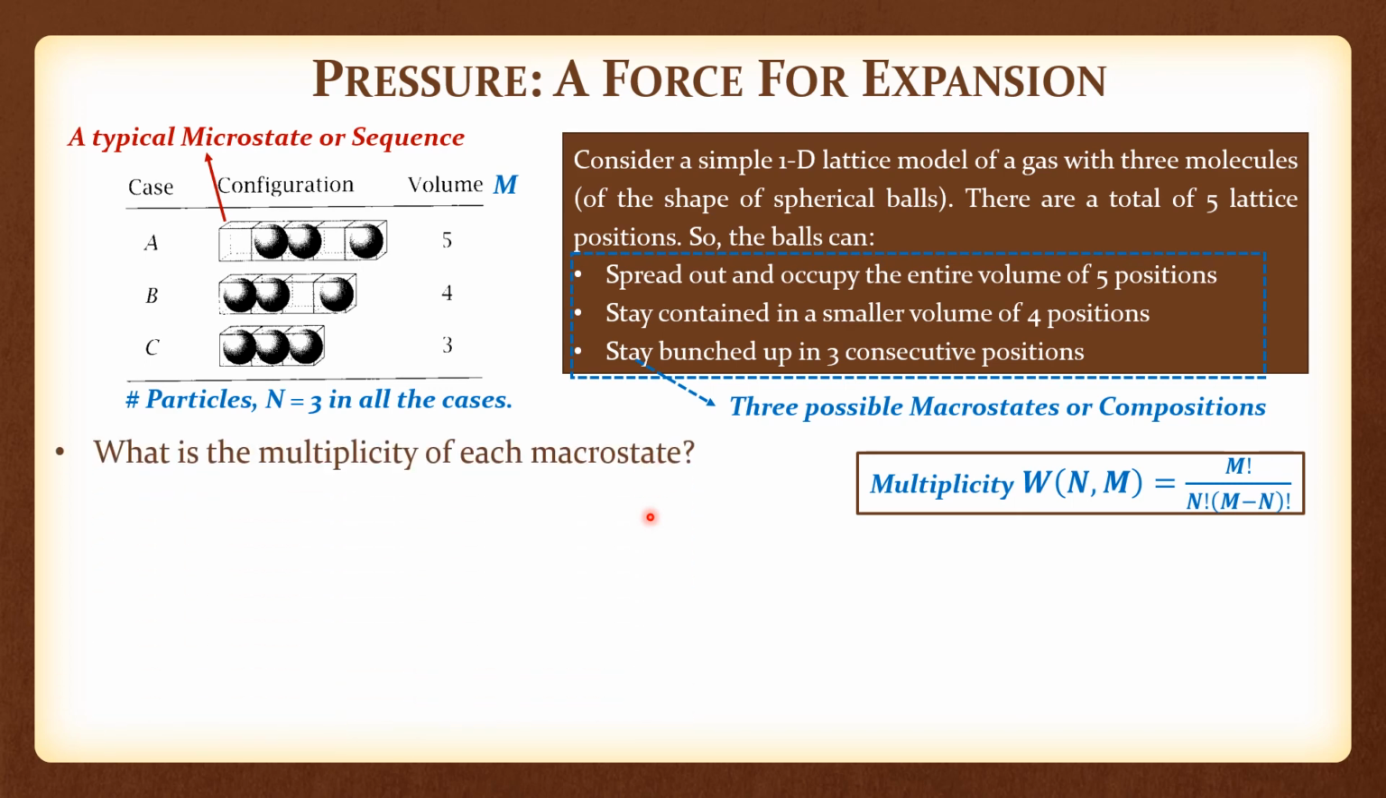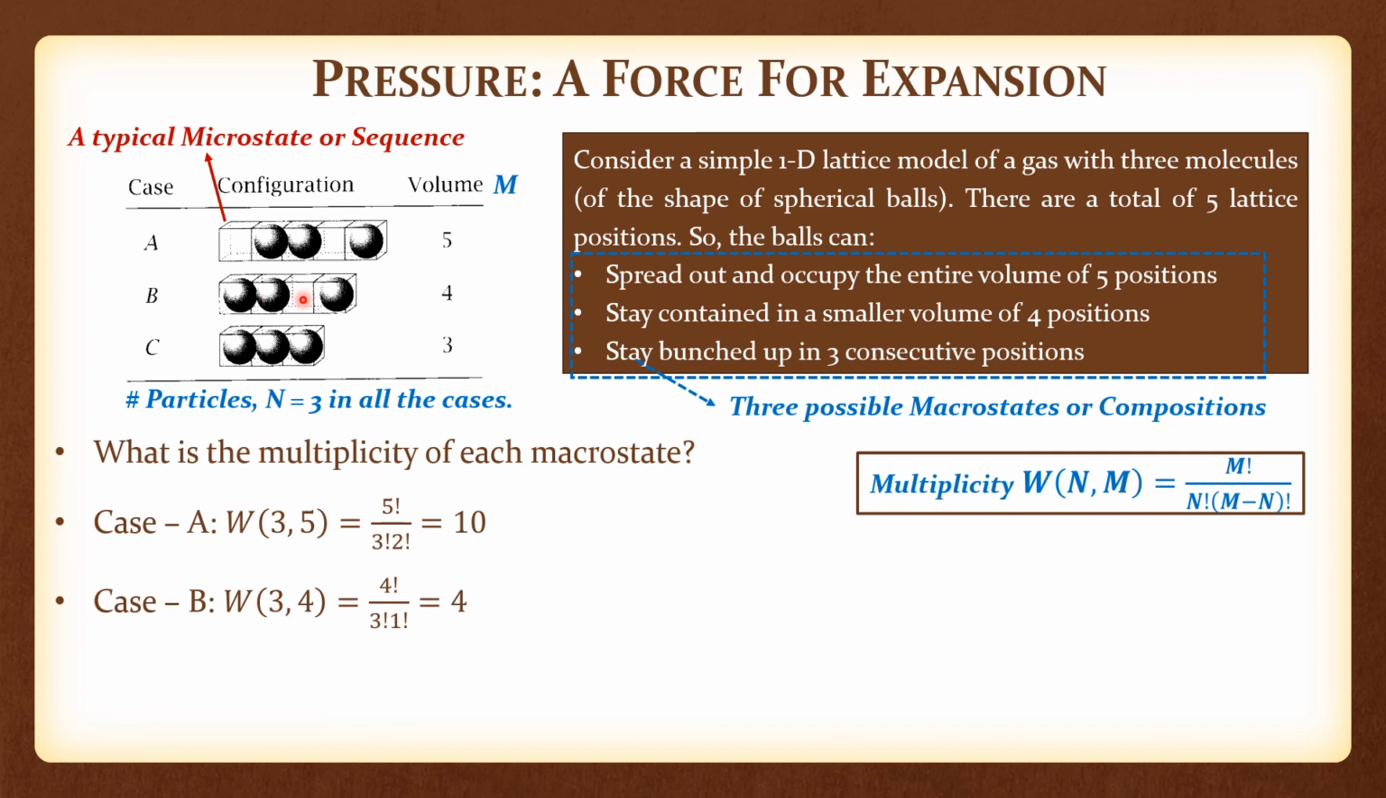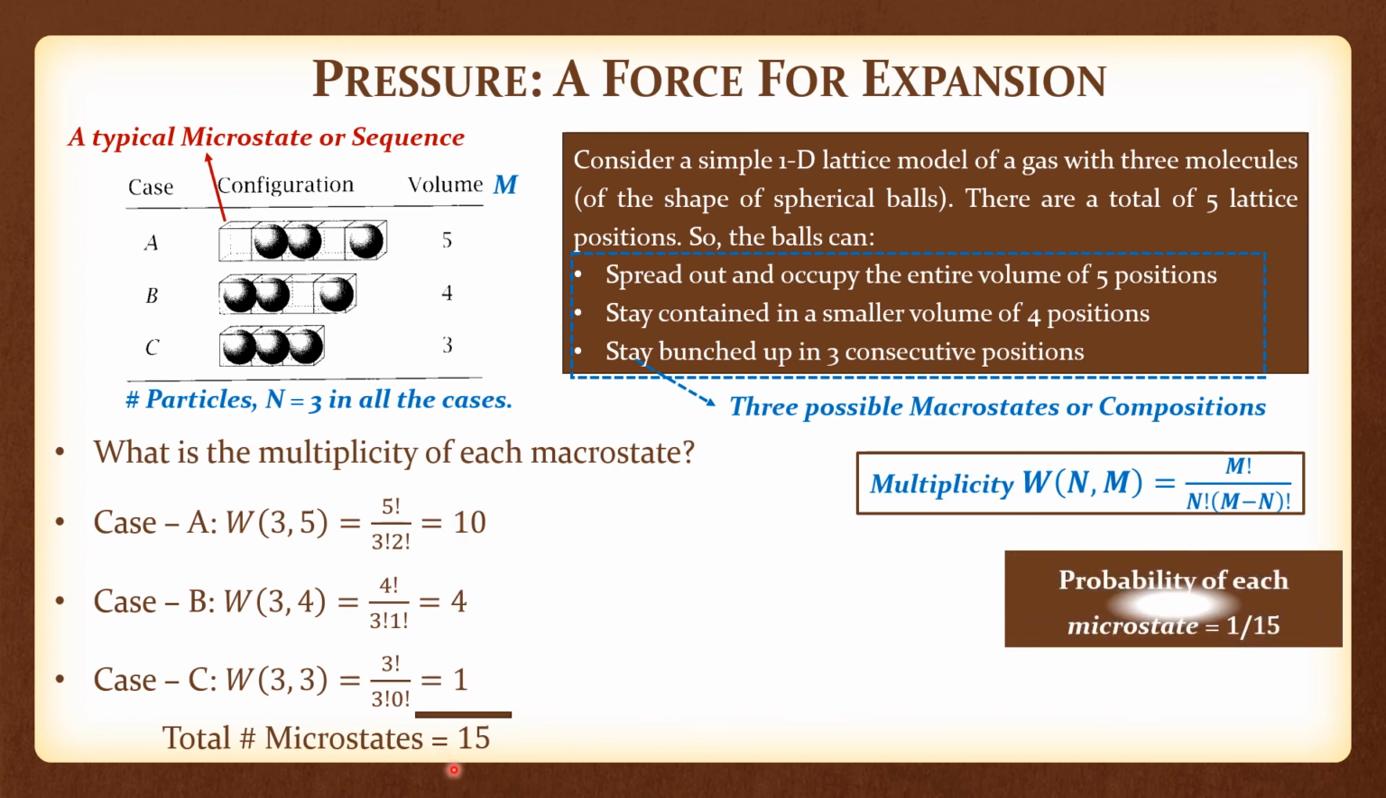So what is the multiplicity of each macro state? In case 1, I can put 3 particles in 5 sites in 10 different ways. Case 2, I can put 3 particles in 4 sites in 4 different ways. In other words, the blank can either be in site 1 or 2 or 3 or 4. There are 4 different ways. And case 3, the multiplicity is simply 1. So the total number of microstates is equal to 15 in this case. Probability of each microstate is simply 1 over 15. All the microstates are equally likely.